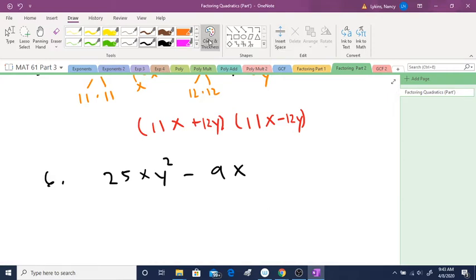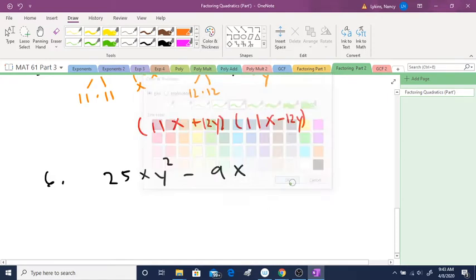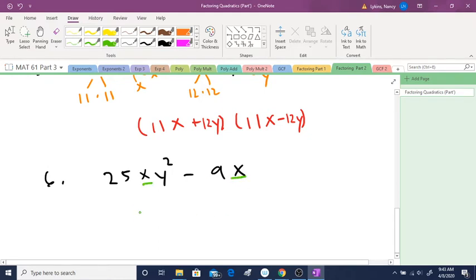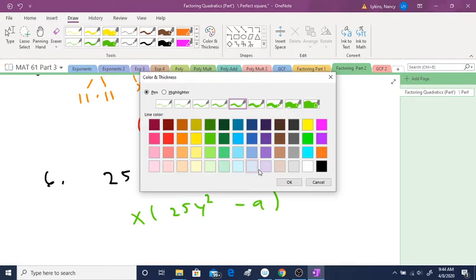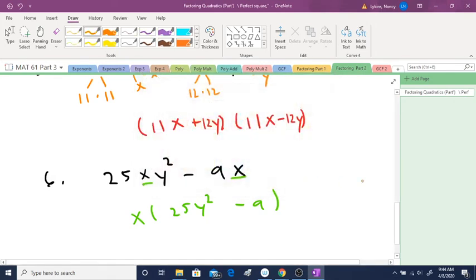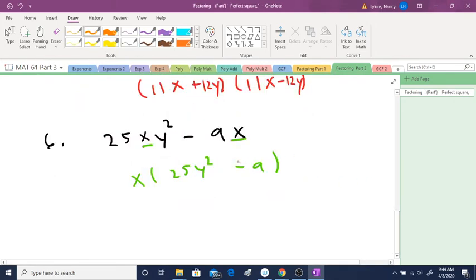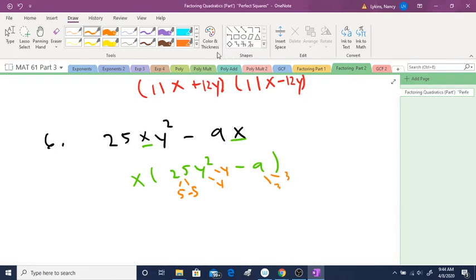And we have to be very, very cautious on this one. What do they have in common? Well, they have this x in common. So I'm going to pull the x out, and I'm left with 25y squared minus 9. Now, that breaks down to 5 and 5, y and y, and 9 is 3 and 3.